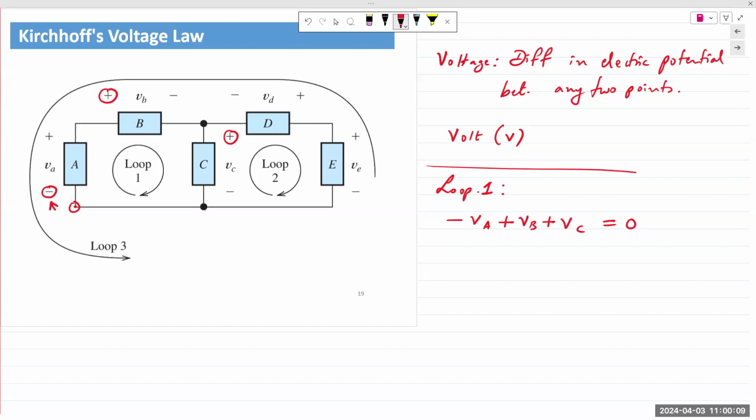I know time is up. I'm just going to write out the expression for loop 3, and then we'll end class. So loop 3, the outer loop, I have 4 voltages, VA, VB, VD, and VE, which sum up to 0. VA is again minus, VB is plus, VD is minus, and VE is plus. If you go counterclockwise, you'd still end up with the exact same equation. The plus and the minus signs will be flipped, but the equation will still be exactly the same.